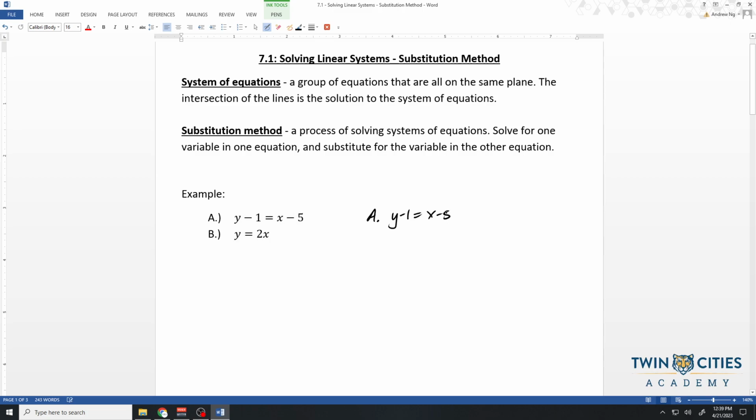equals x minus 5. But if y equals 2x, then I can replace this y with 2x and say 2x minus 1 is equal to x minus 5, and then solve for x. Here we'll subtract an x from both sides, and we can actually add 1 to both sides as well. So we'll do all of that at the same time. 2x minus an x is x equals, and then negative 5 plus 1, x is negative 4.